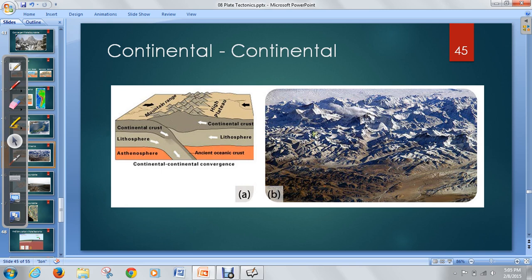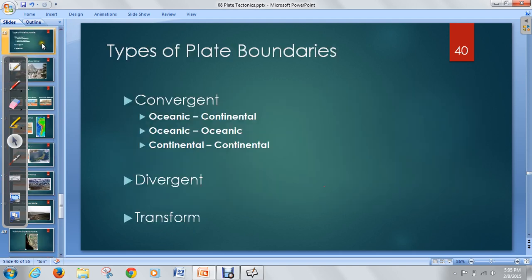Okay, so I believe this is a picture of the Himalayas, and that area is still growing because the continental plates are still pushing on each other. It's about 2 inches per year or something like that. It's very small, but it is still getting larger and larger over time. Okay, so those are the first three. That's the first type of plate boundary, convergent, with its three different types. Let's move on to divergent.